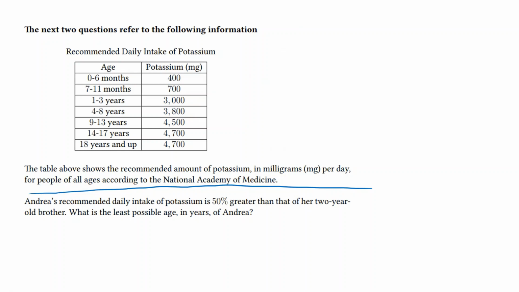Andrea's recommended daily intake of potassium is 50% greater than that of her 2-year-old brother. A 2-year-old, we find, in the table, is going to need 3,000 milligrams of potassium. Since Andrea does 50% more than that, we can multiply 3,000 by 1.5.